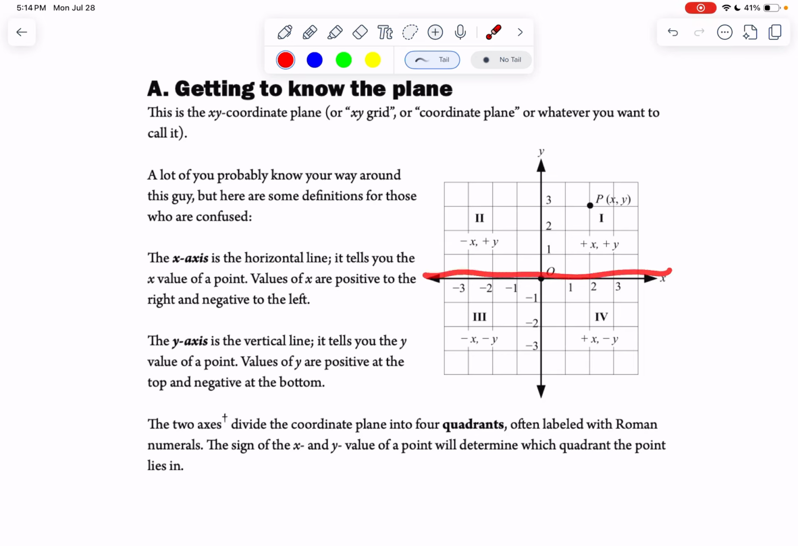The xy coordinate plane is broken up into 4 what are called quadrants by the axes. They start in the upper right, that's the first quadrant. In the first quadrant, x and y are both positive. In the second quadrant, x is negative, y is positive. In the third quadrant, x is negative, y is positive. In the fourth quadrant, x is positive, y is negative. So keep in mind, it starts in the upper right and goes counterclockwise.